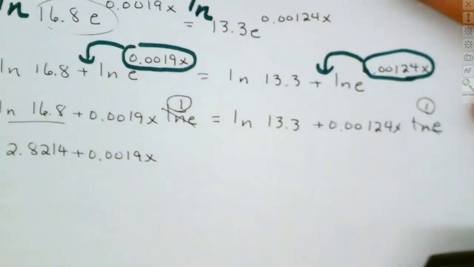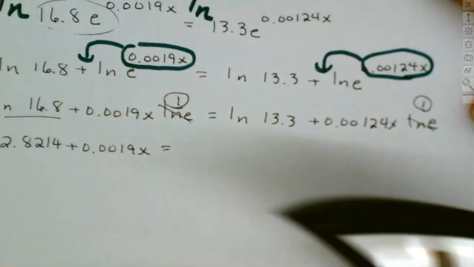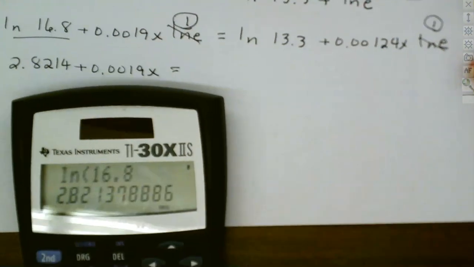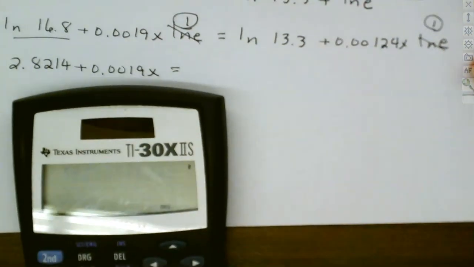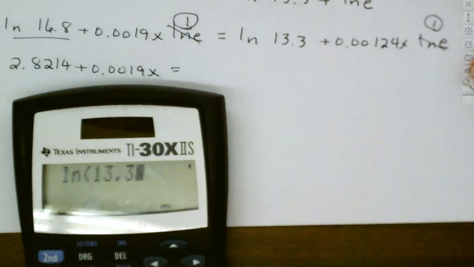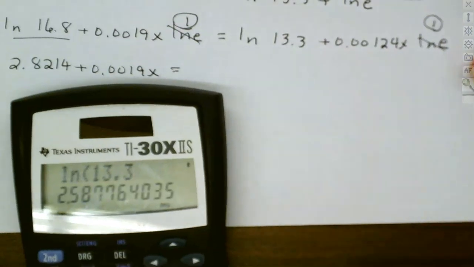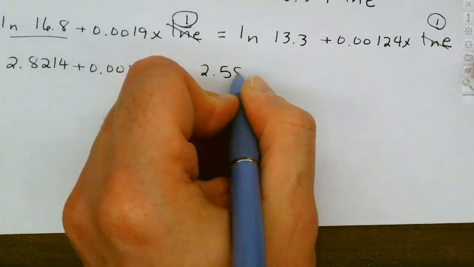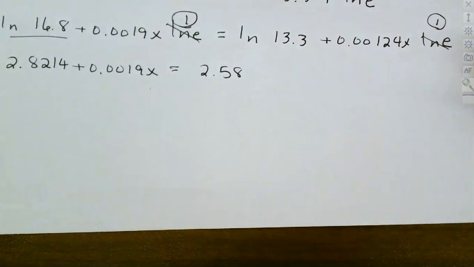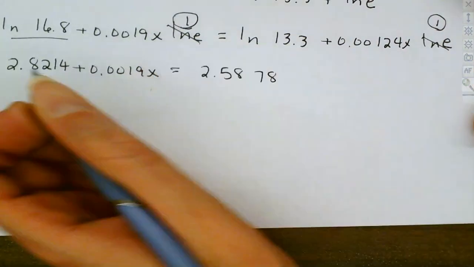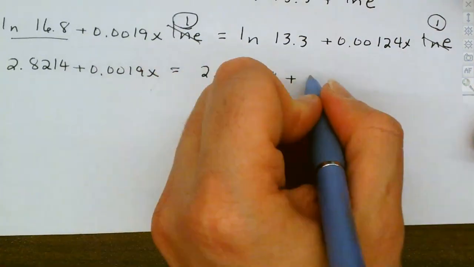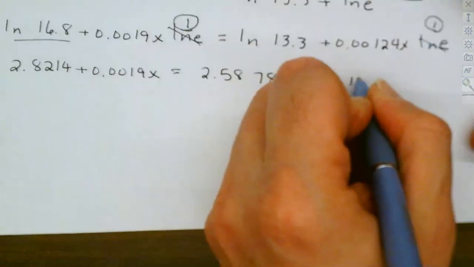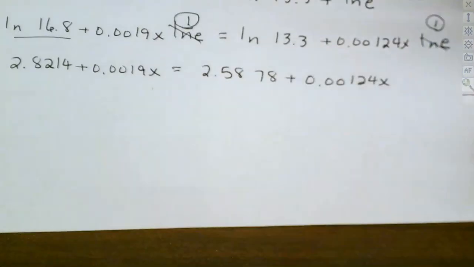Okay. And the other side, we're going to need the natural log of 13.3. So let's get it. And that is 2.5878. So that's 2.5878. Sorry about that mistake, but I saw it when I worked it through, and that's 0.00124x, right? Okay.